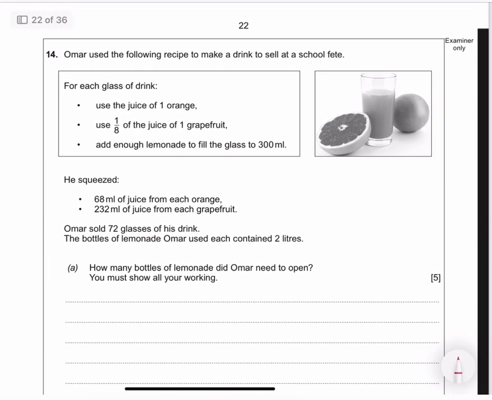Okay, question 14. Omar used the following recipe to make a drink to sell at a school fete. For each glass of drink, he uses the juice of one orange. Then he uses 1/8 the juice of a grapefruit, and then enough lemonade to fill the glass to 300 ml. Okay, so he uses 3 ingredients to make a drink.